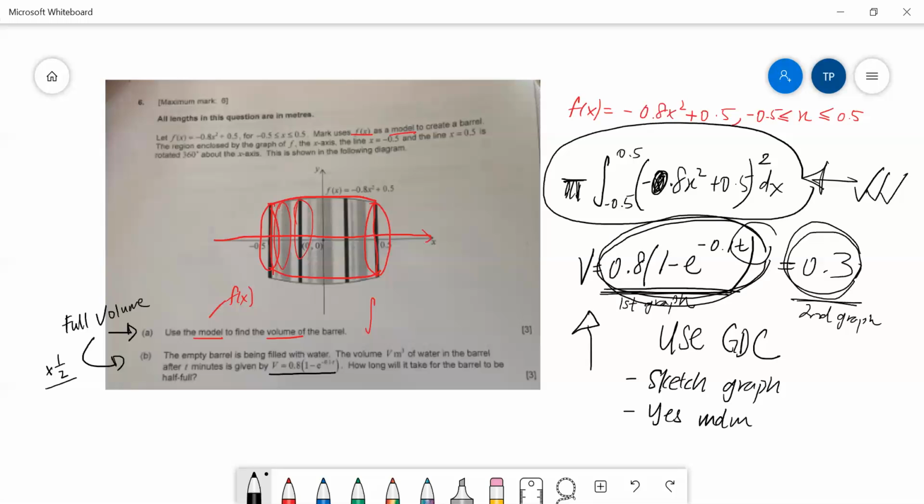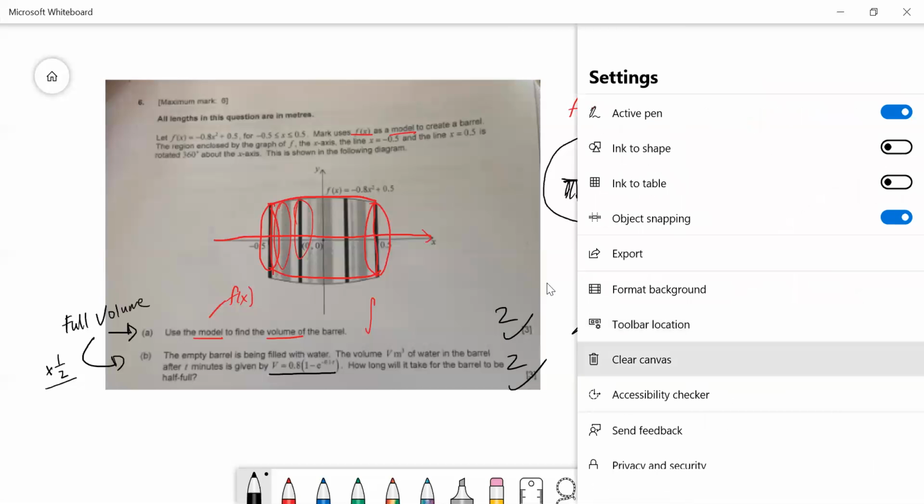It's like 4.7. I don't have the calculator with me, but as long as it's positive, it's fine. This is the right method of doing it. Even if your answer is wrong, you still get the method mark. Minimally you should get 2 marks from here and 2 from here, if your concept is correct.